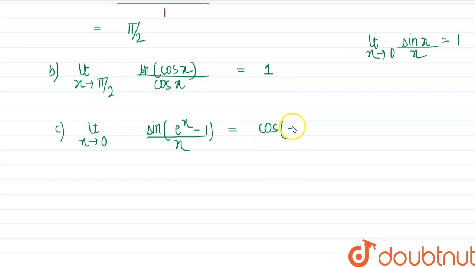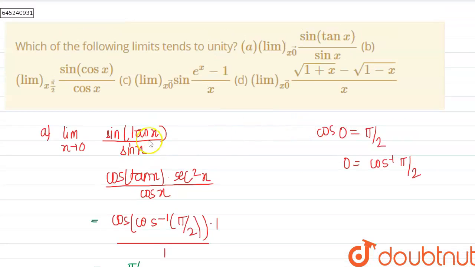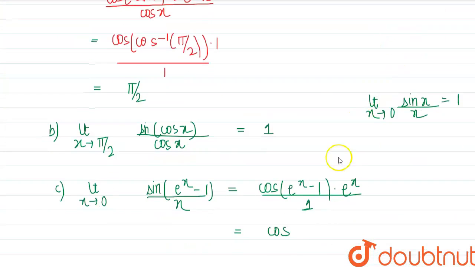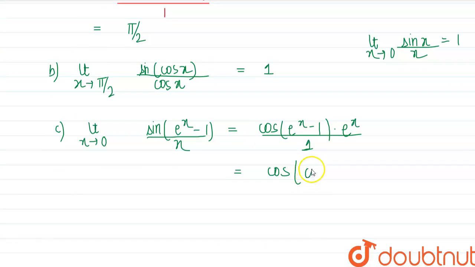So differentiating, this is cos(e to the power of x minus 1) into e to the power of x, divided by 1. Placing the limit, this is equal to cos of, see, e to the power of 0, that is 1, minus 1, that is 0. This is again 0, so we can write 0 as cos inverse of pi by 2, so this is equal to pi by 2.